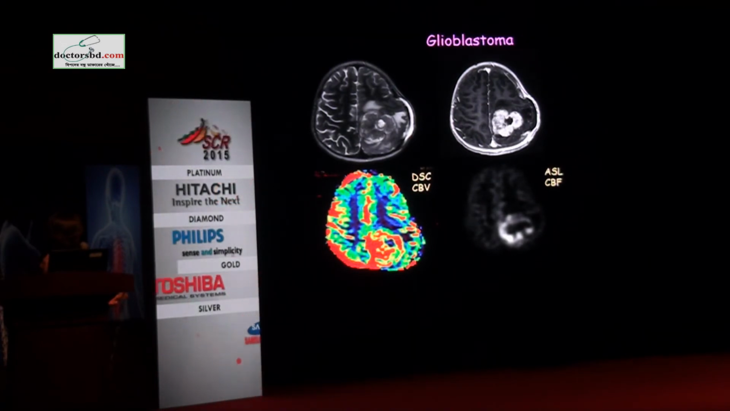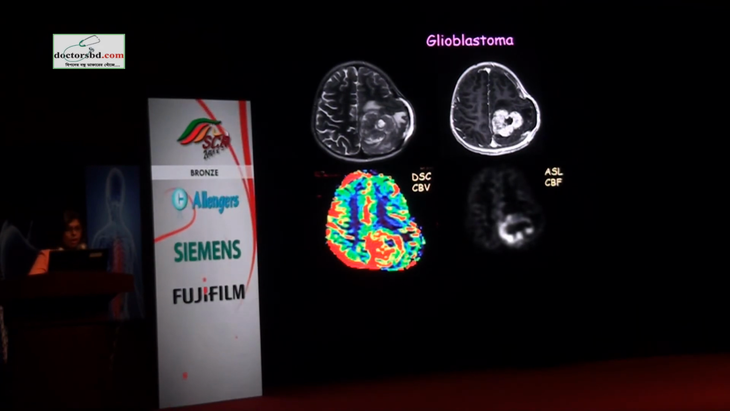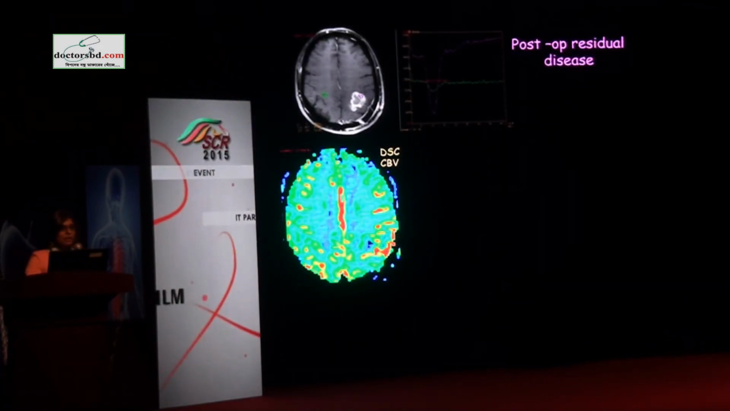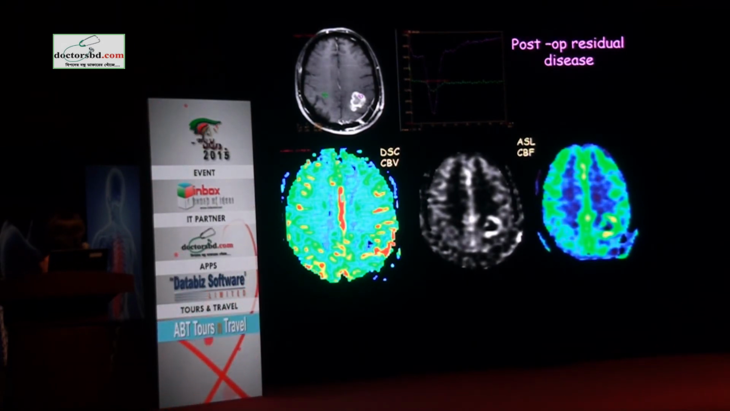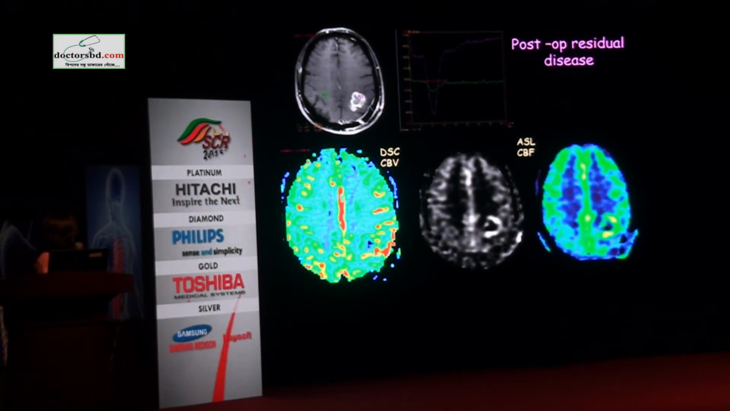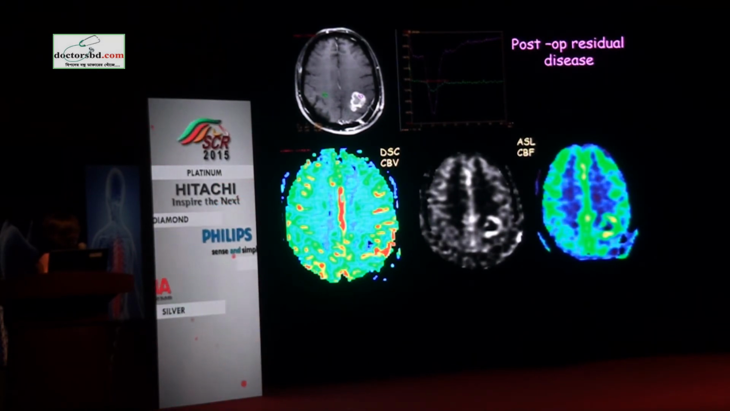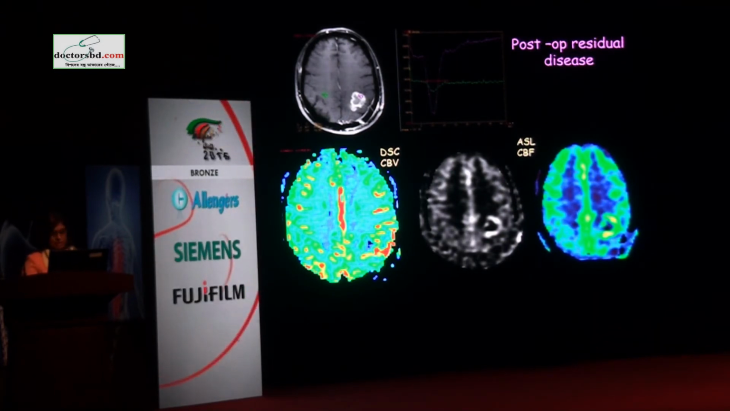So comparing DSC with ASL, we have comparative images of high blood flow in the periphery. Now what is important is to know what has been left behind after the surgery. When you do DSC here, you could have artifacts because of the blood in the wall of this lesion, but in ASL you do not get those artifacts, and this is a reliable area of hyperperfusion which is seen in the tumor bed.